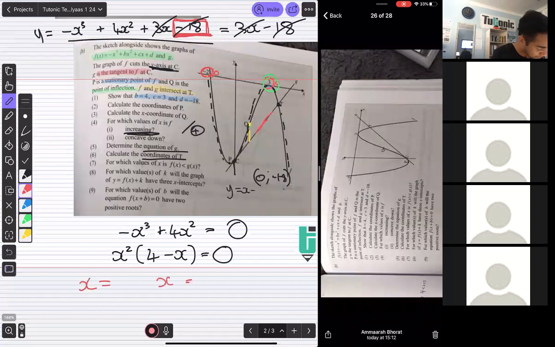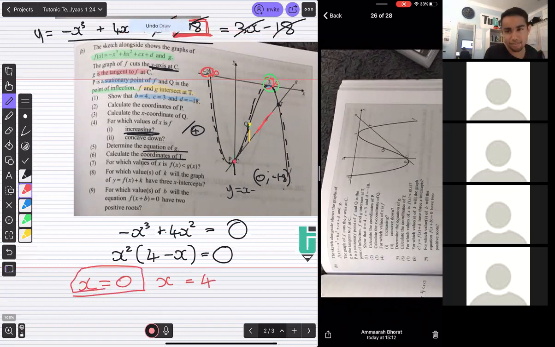4 or 0. And 0. Yeah, 4, 0. And that makes sense, because what we're finding is when the graphs are equal. Aren't they equal at the x-axis, at the y-axis? So therefore, x is 0 is one answer, and therefore t must be 4. Everybody understand that? Yes. Okay.